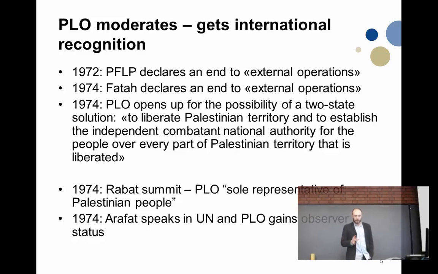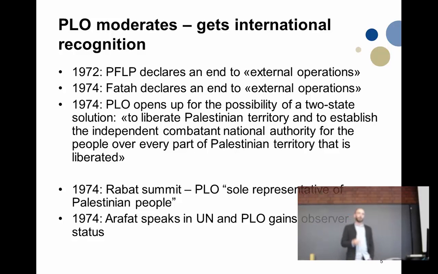But in the mid-1970s, early to mid-1970s, the PLO started shifting in a moderating direction. In 1972, PFLP, which is one of the left-wing groups within the PLO, declares to end so-called external operations, which is nomenclature for basically terrorism on foreign soil. In 1974, Fatah does the same.